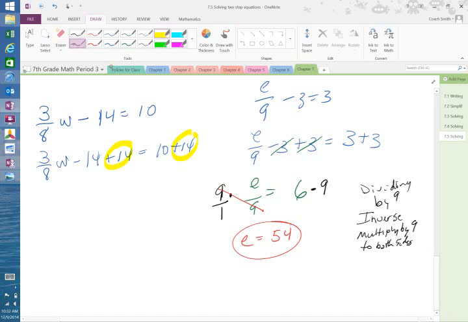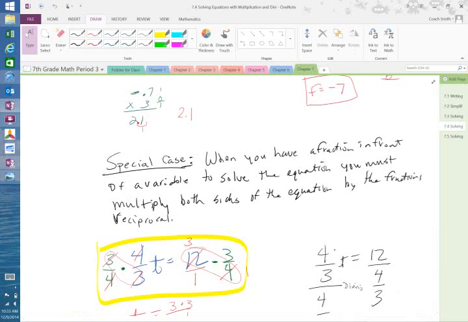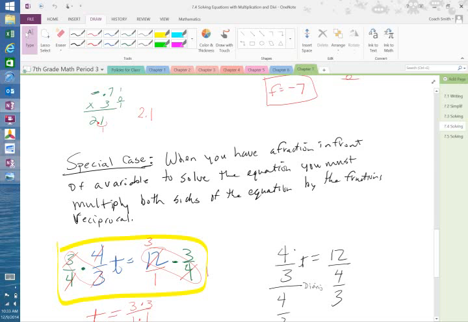On the left side of the equation, subtracting 14 and adding 14 cancel each other out. That gives me 3/8 W equals 24. Everybody understand where we got 24? 14 plus 10? Okay. Now, that gets us back to our statement we talked about yesterday. Right here. Remember yesterday we said there's a special case when you have a fraction in front of the variable. To solve the equation, you must multiply both sides of the equation by the fraction's reciprocal.